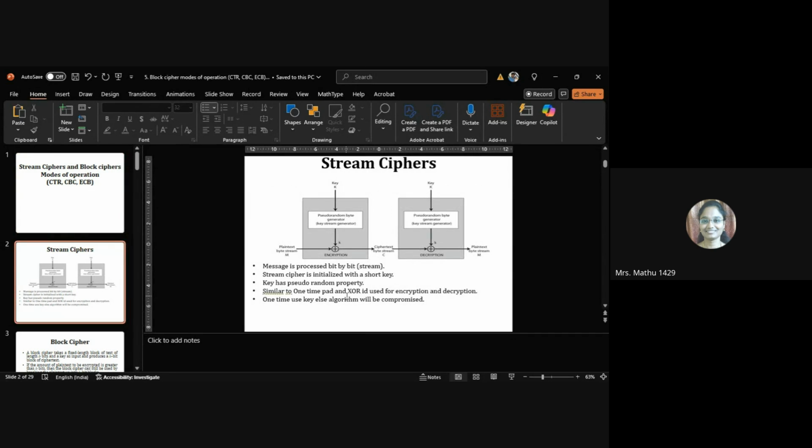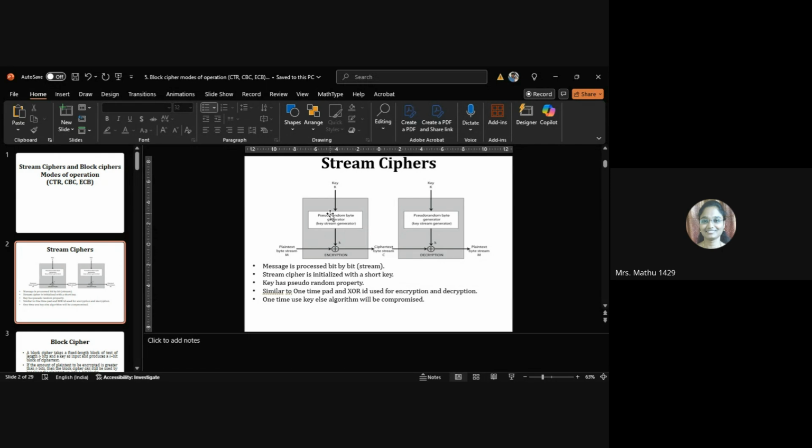So in a stream cipher, when we encrypt, the message is going to be processed bit by bit. Like, we have already studied the XOR operation and how it helps in encryption. You would have even done experiments in your lab. The plain text that is given would be processed either bit by bit or byte by byte. So it is processed in a bit by bit manner.